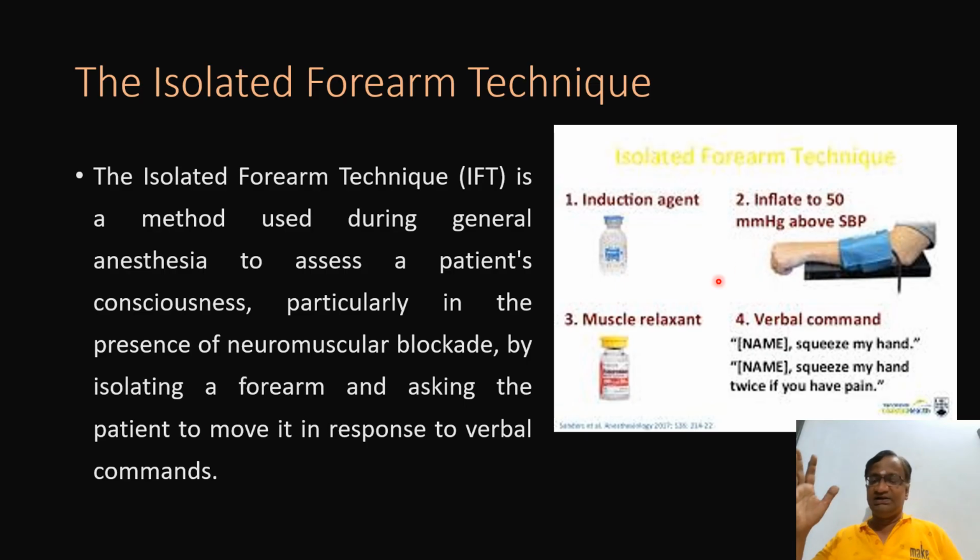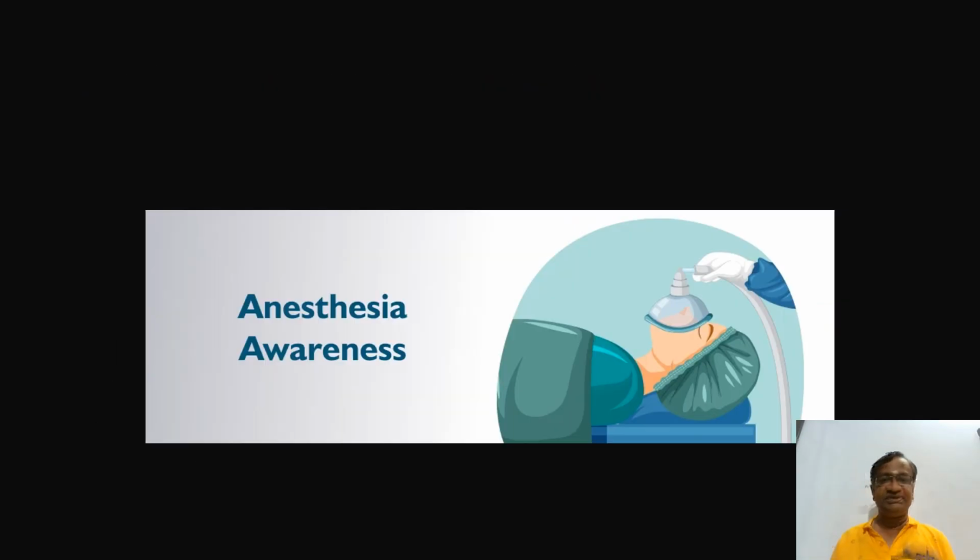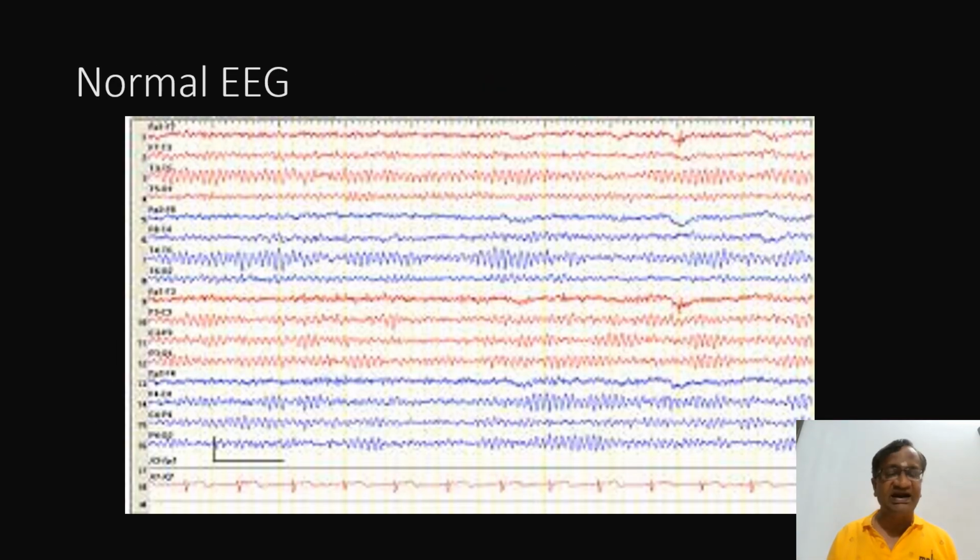Now you start giving halothane or isoflurane or whatever it is. Now you tell the patient, move your left thumb. If the patient moves the left thumb, then there is no anesthetic effect left, because he has understood and he is moving. He cannot move here because your vecuronium is acting. Here he will move because the forearm is isolated from the vecuronium. So that is how it was easily detected in those days. Isolated forearm technique.